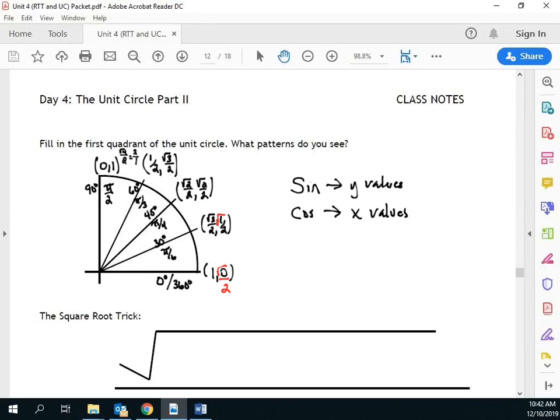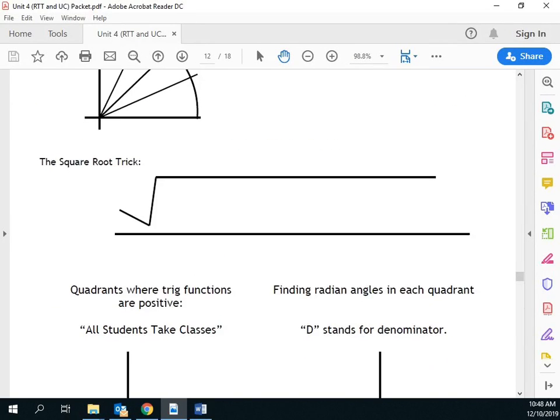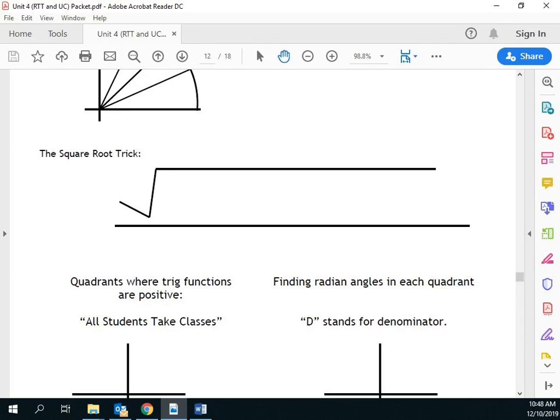So, square root trick, what you're going to do is you're actually going to have to memorize this. And so we go ahead and we fill it in just like this. At the very top, you write sine. Below that, you put cosine. Every single thing is a square root of some number over 2. So put 2 on the bottom.